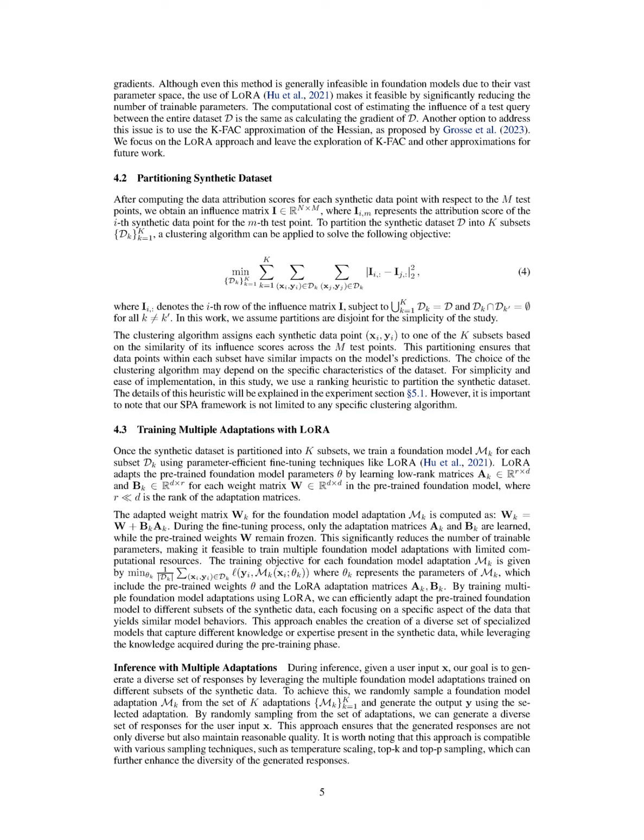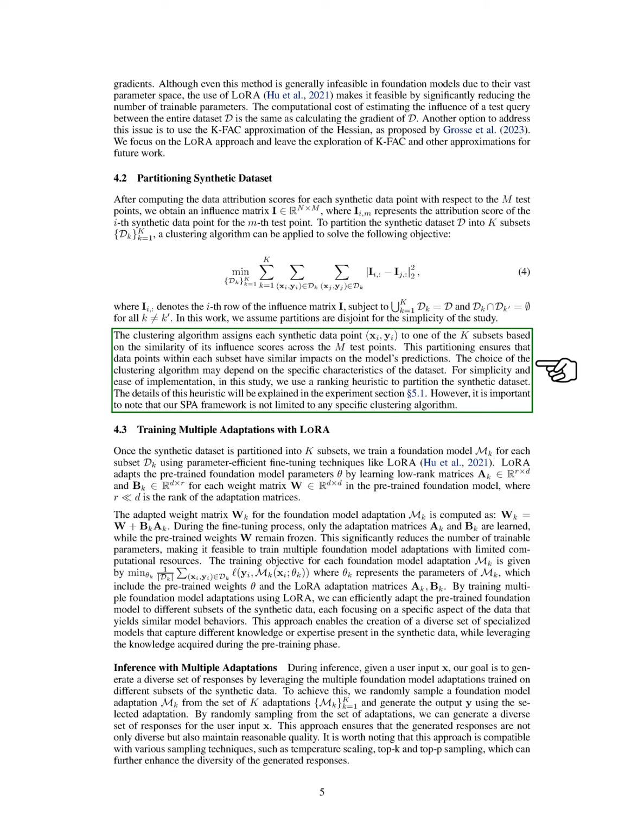Section Summary. In this section, we present our SPA framework for training multiple adaptations using a synthetic dataset, focusing on the steps of computing data attribution scores, partitioning the dataset, and training model adaptations. We utilize a clustering algorithm to create disjoint subsets of data points based on their influence scores, ensuring that each subset contributes similarly to the model's predictions.